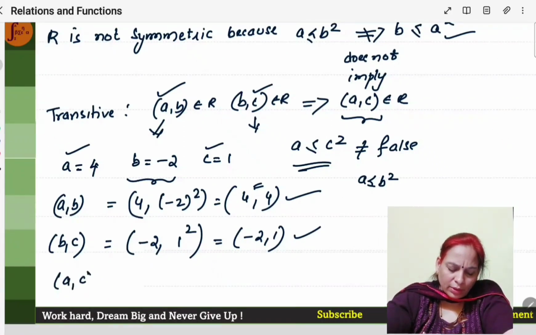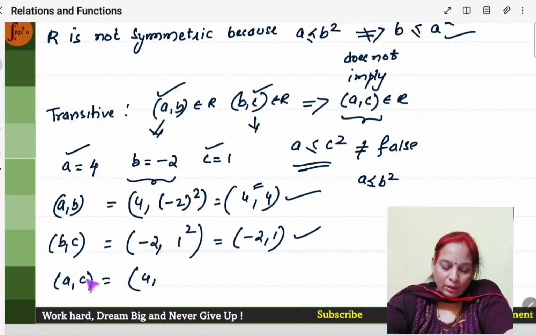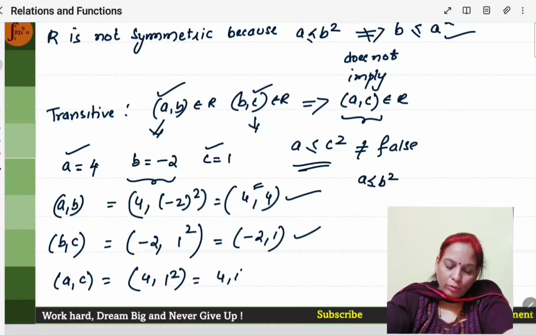Now, since both of these are true, we'll have to figure out the third combination, which is A comma C. Right? Now, what is A comma C? What is A here? 4. And what is C? C is the second element, so it should be the square of the second element. What is C here? 1. What is the square of 1? 1 only. So, it's going to be 4 comma 1.